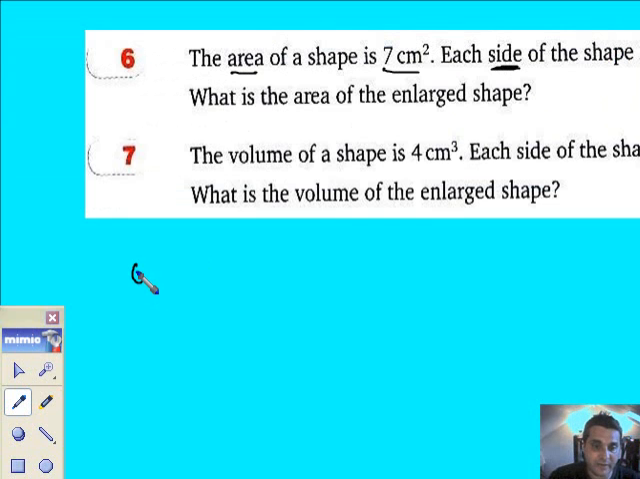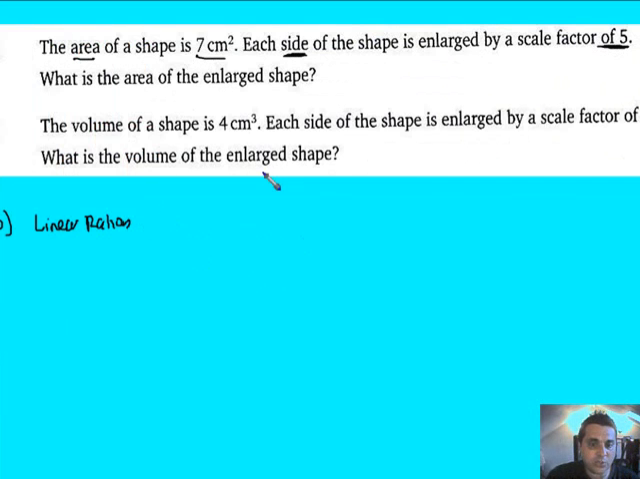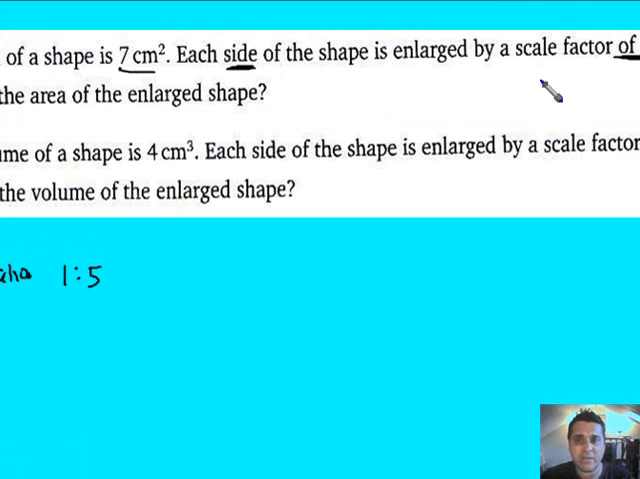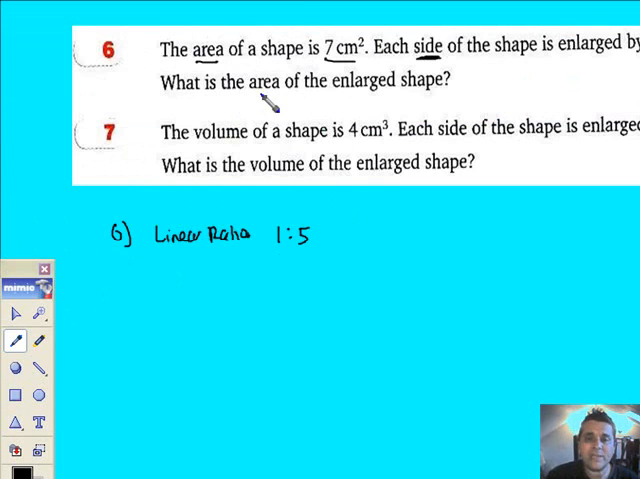Now look very carefully. Question 6. We have a linear ratio. We're told the larger one is 5 times as big as the smaller one in terms of the lengths. It's ratio. So it's going to be 1 to 5. Whatever the length is on the shape, the corresponding length on the bigger shape is 5 times as big. Now the linear ratio is therefore 1 to 5. Now we're told to work out an area of the enlarged shape.